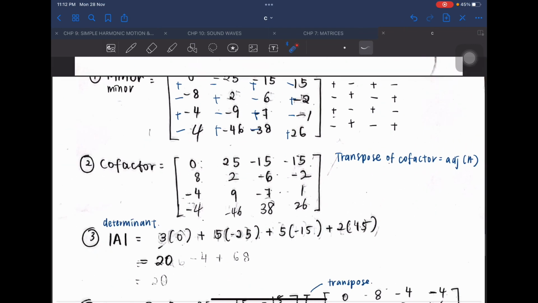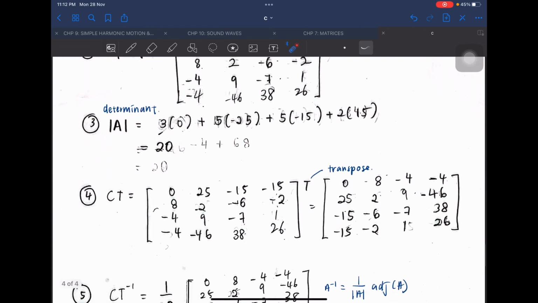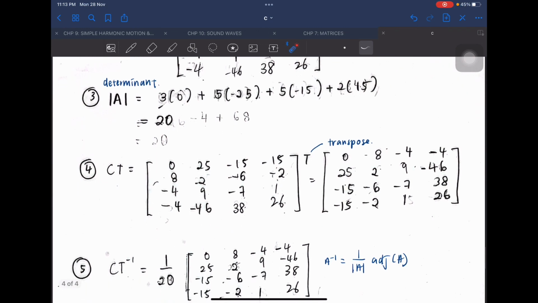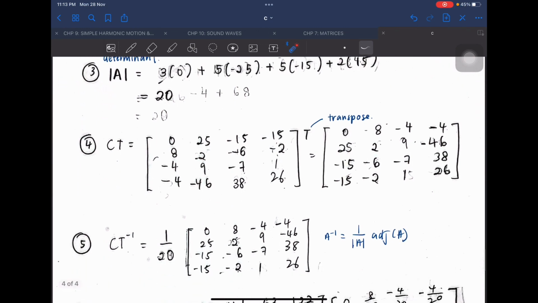So if you want to find the adjoint of A, all you have to do is transpose the cofactor. So when you transpose the cofactor, all you have to do is just change the column and the row. For example, here row 1 is 0, 8, negative 4. So this row 1 must change to become column 1.